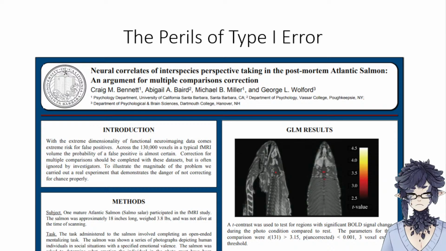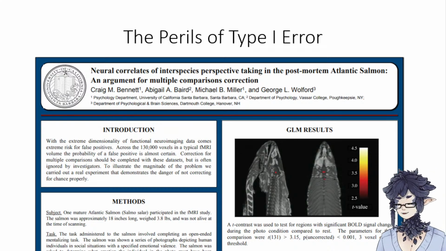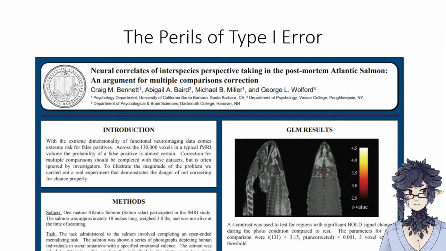So that's one problem with type 1 errors. Isn't it wild? Isn't that crazy? That's one of the perils of type 1 errors. You run too many statistical tests, you're going to get type 1 errors. And this was a big problem with neuroscience for a while.